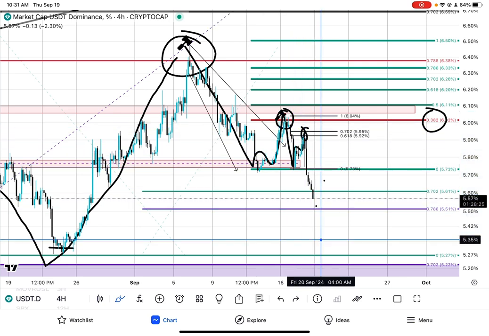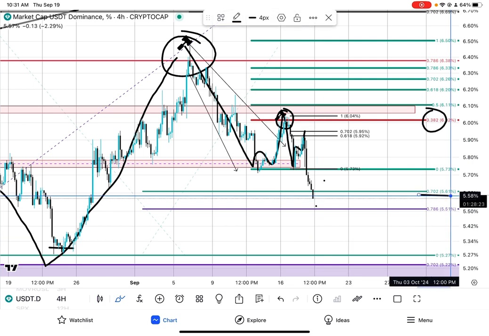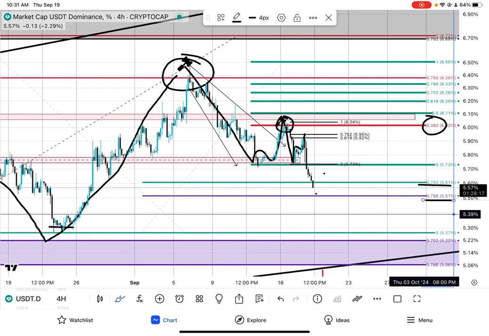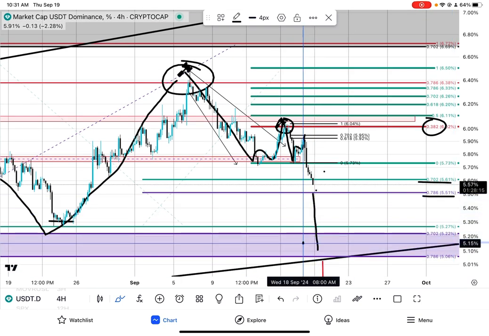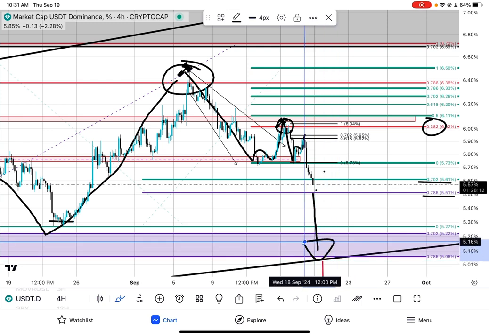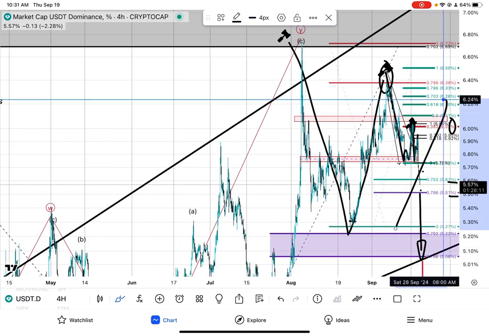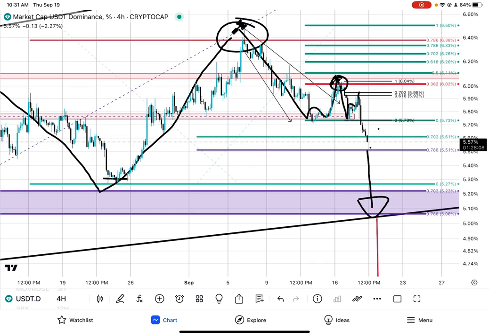It looks like we are below the 70.2% fib intermediate support. As soon as you get below 5.51%, then we do have a clear runway towards the trendline support of this macro ascending broadening wedge pattern.